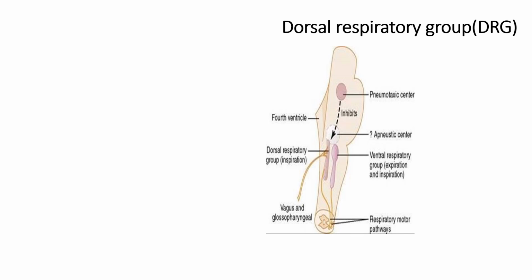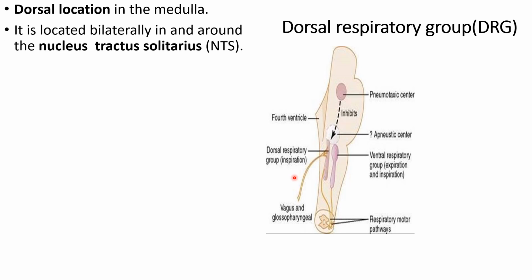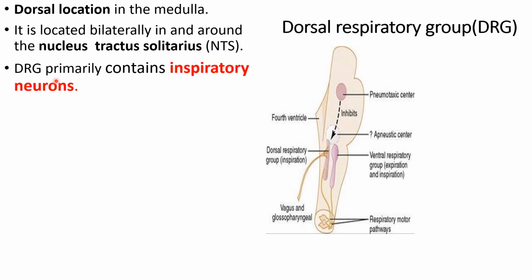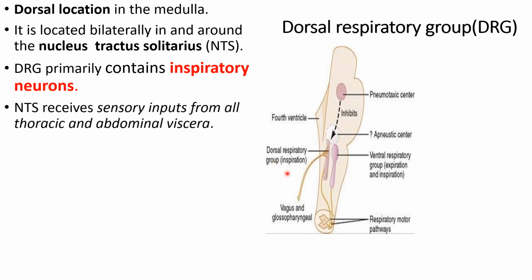First, the dorsal respiratory group of neurons, or DRG. Coming to this diagram, this is the position of the dorsal respiratory group. These are mainly inspiratory neurons. Dorsal means a dorsal location in the medulla, behind the medulla actually. It is located bilaterally around the nucleus tractus solitarius. The DRG primarily contains the neurons for inspiration, and this NTS, the nucleus tractus solitarius, receives sensory inputs from the receptors, mainly the stretch receptors, present around the thoracic and abdominal viscera.